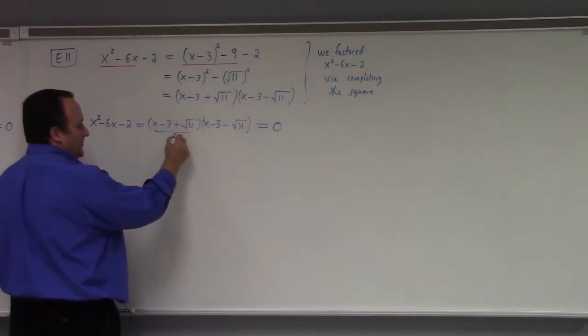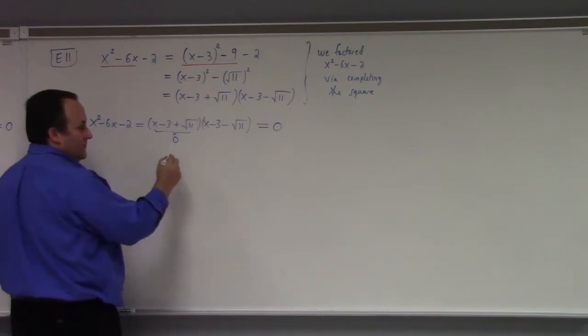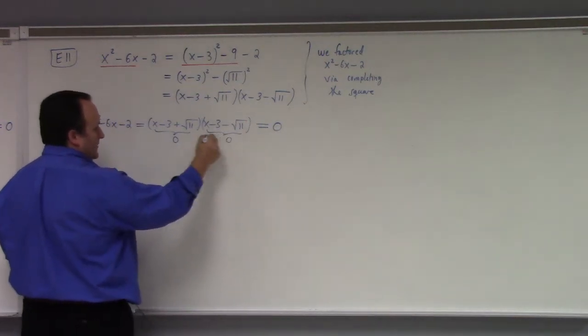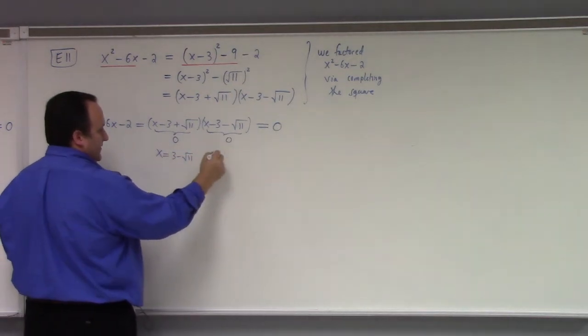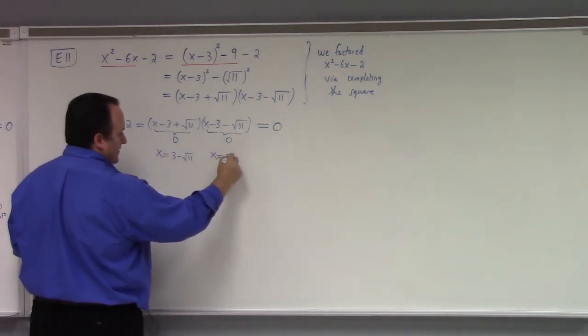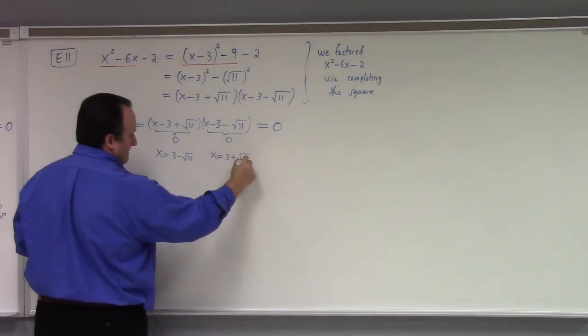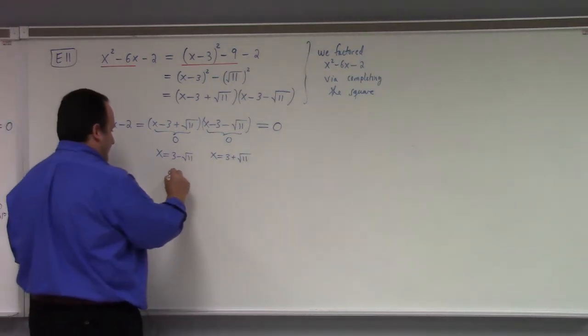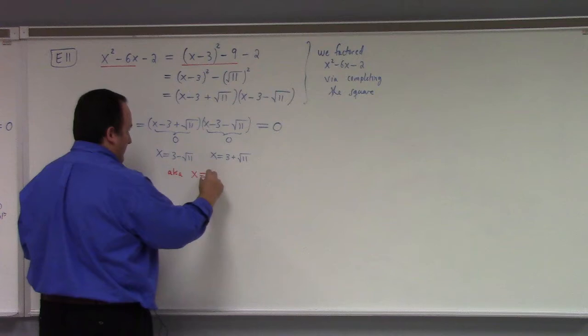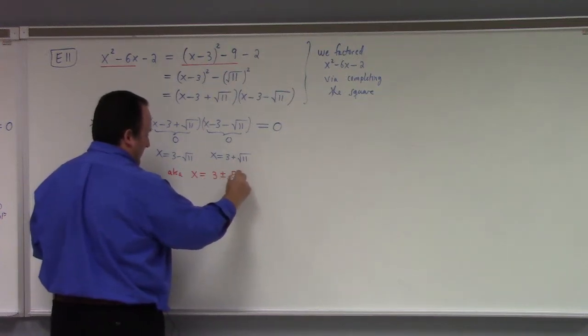So either this is 0, or this is 0. For this to be 0, we have x equal to 3 minus the square root of 11. For this to be 0, we have x equal to 3 plus the square root of 11. I don't know about you, but writing those two answers separately does not give me joy. I'd much rather just say the answer is x equal to 3 plus or minus the square root of 11.